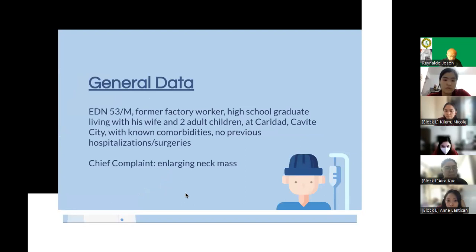So this is EDN, a 53-year-old male, former factory worker, high school graduate, living with his wife and 2 adult children at Caridad, Cavite. He has no known comorbidities and no previous hospitalizations or surgeries. So he came in with a chief complaint of enlarging neck mass.